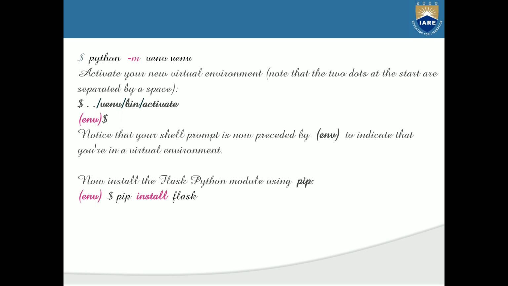Note that the two dots are separated by a space. Notice that your shell prompt is now preceded by env. Env means a directory to create the environment in. You are in the virtual environment. Now install the Flask Python module using pip. Pip is a package management system written in Python used to install and manage software packages.